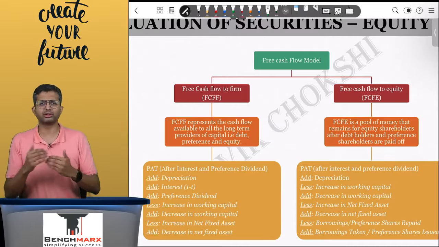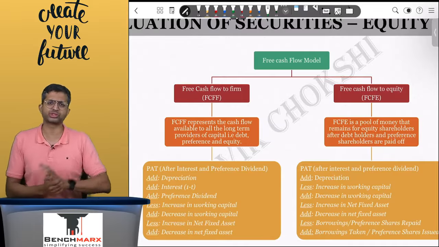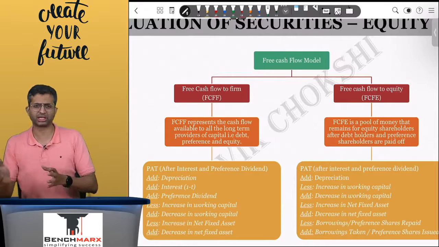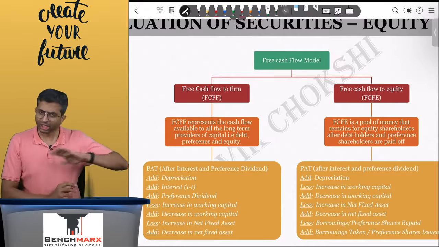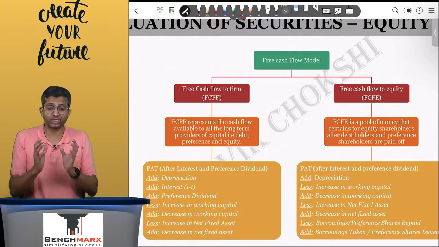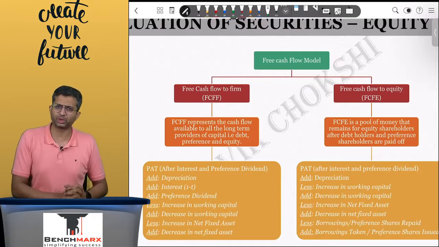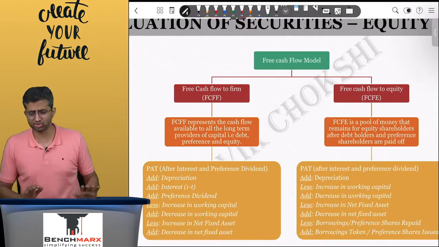However, generally there's an increase in fixed assets, which is like capex, capital expenditure, or an increase in working capital, which we subtract. We don't touch the borrowings over here because you need to find a pool of money which is available for debt and equity both. So borrowings taken or repaid will not be adjusted here.